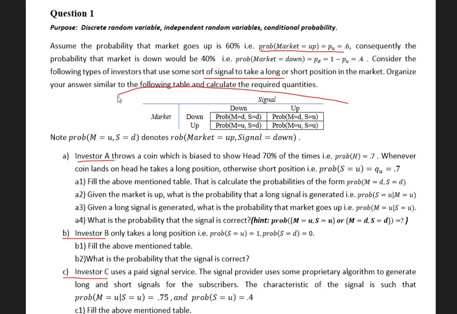And we are meant to fill a table like this to show the joint probability distribution of these two events. For example, this cell means that the market is down and the signal is also down. This cell means that the market is up and the signal is also up, and so on.